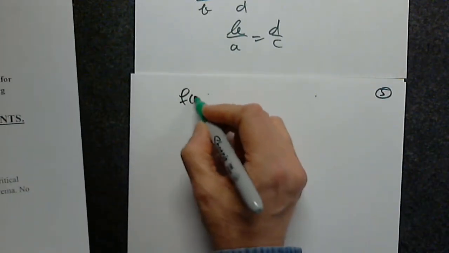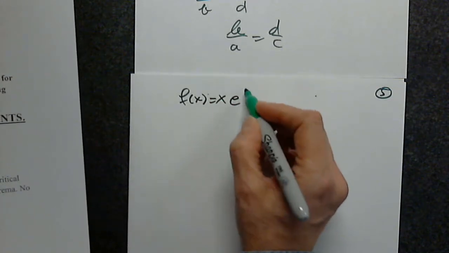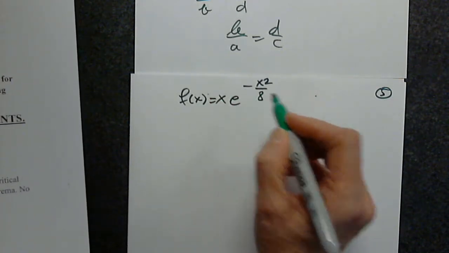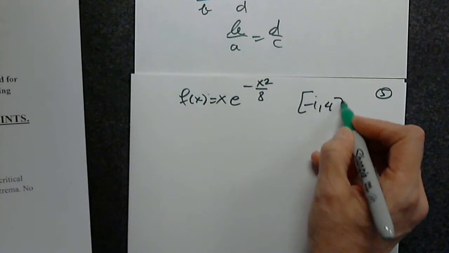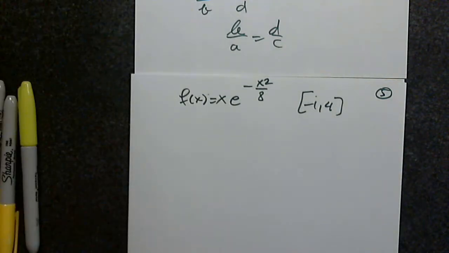So we're given a function f of x equals x e to negative x squared over 8, and the interval is negative 1, 4. Find everything. You don't have to graph. No need to graph the function. Just present the ordered pairs, the table with ordered pairs, and determine the max and min.